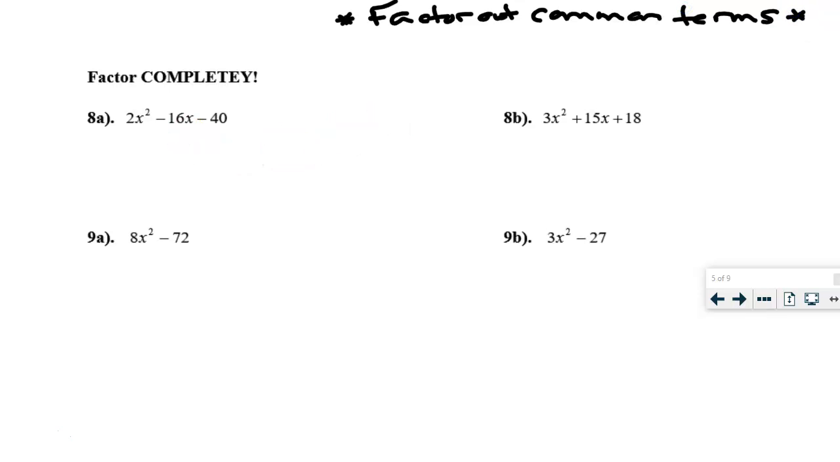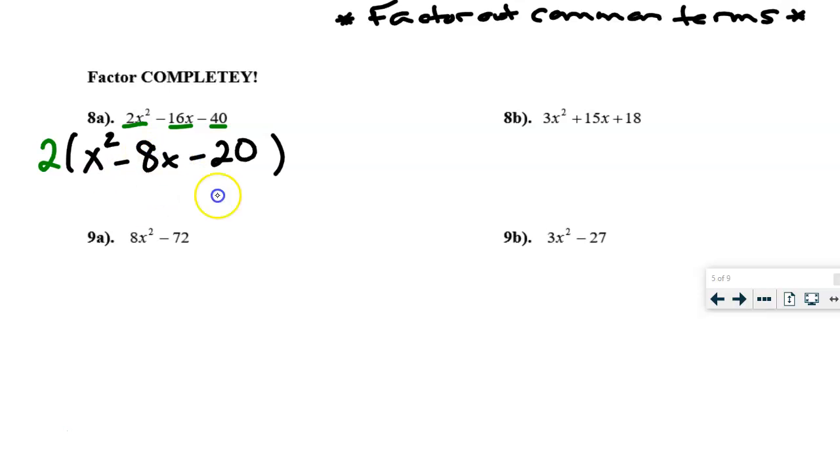So for instance, number 8a here, I see we have a common term. Everything here can be divided by a 2. So if you factor the 2 out, you're still going to be left with a trinomial, x squared, and then a minus 8x, and then a minus 20. Now what's left over becomes a pretty simple factoring question.